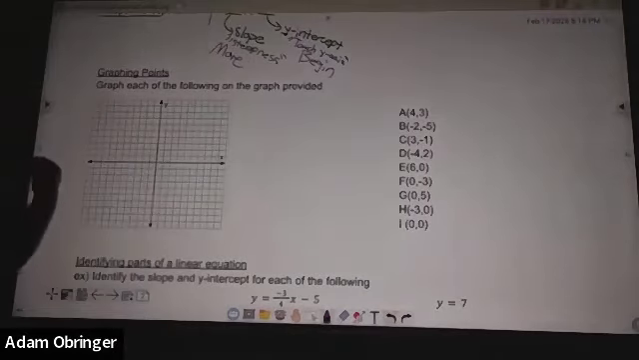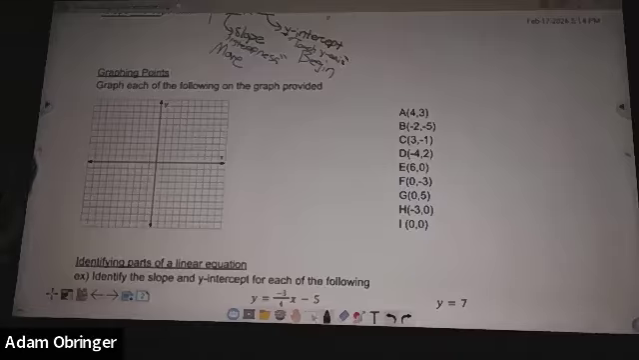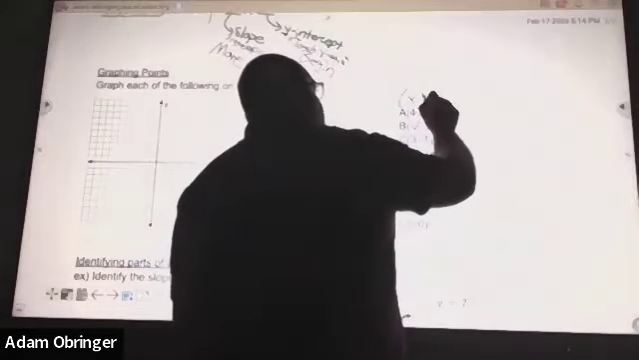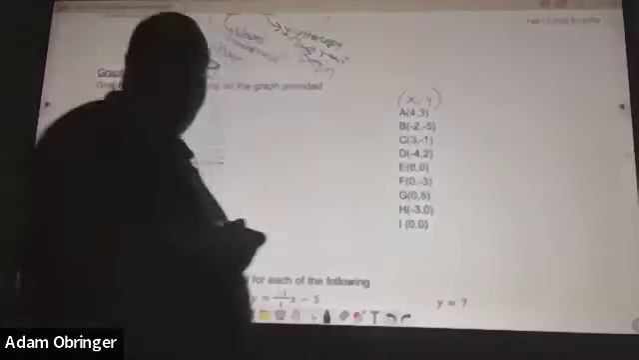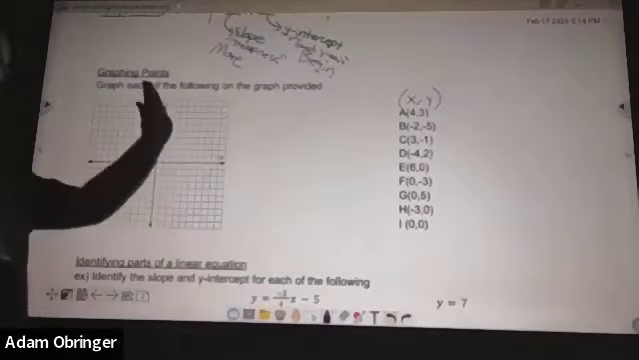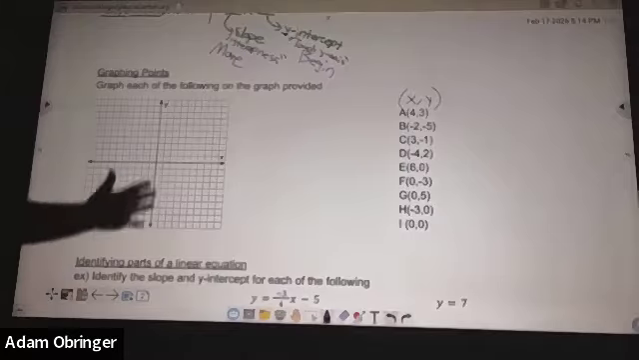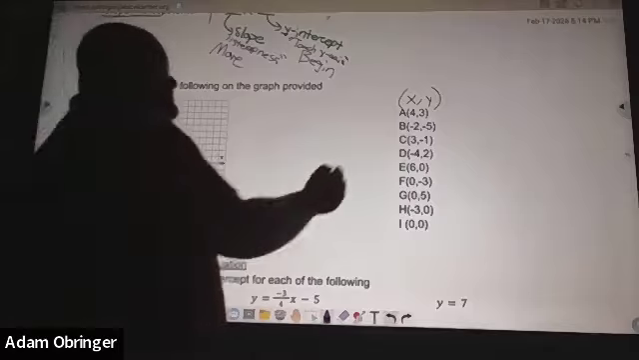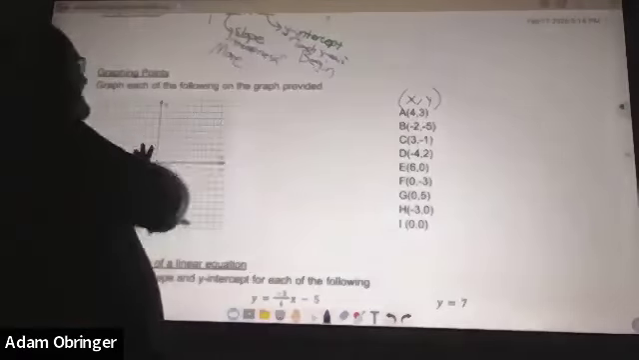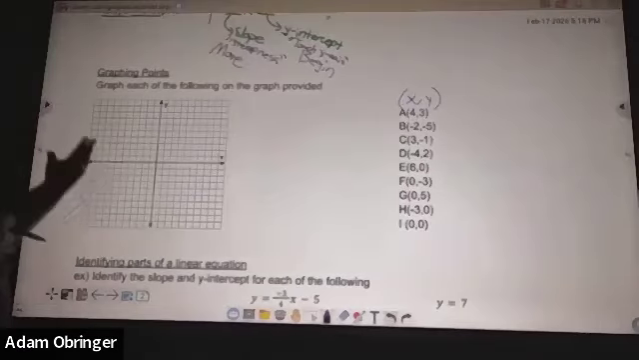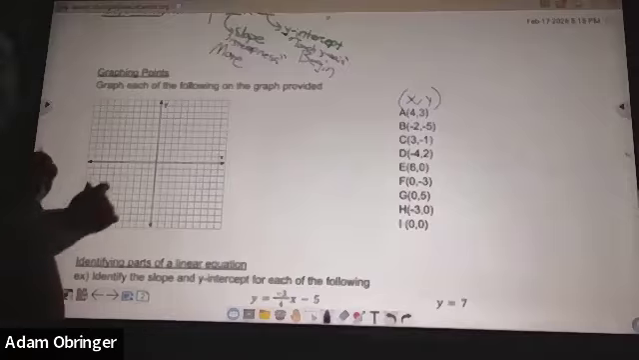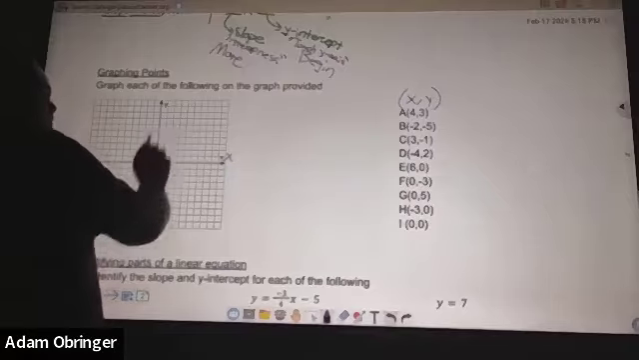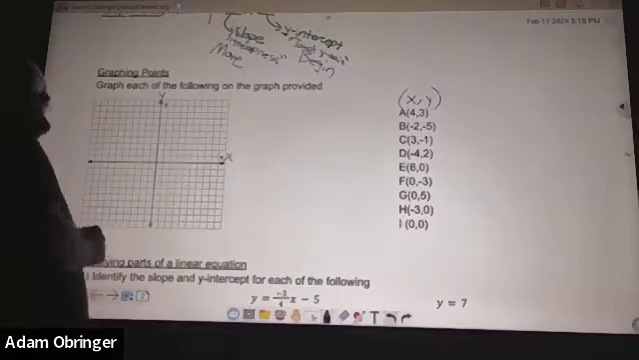But I'm just going to take each of these points, throw them up here. A good way to remind ourselves is that all coordinates are in the form x comma y. So the first number that's listed is the x. The second number that's listed is the y. So with a coordinate of 4, 3, we need to find a way to represent that visually. The x-axis runs left and right. The y-axis runs up and down.